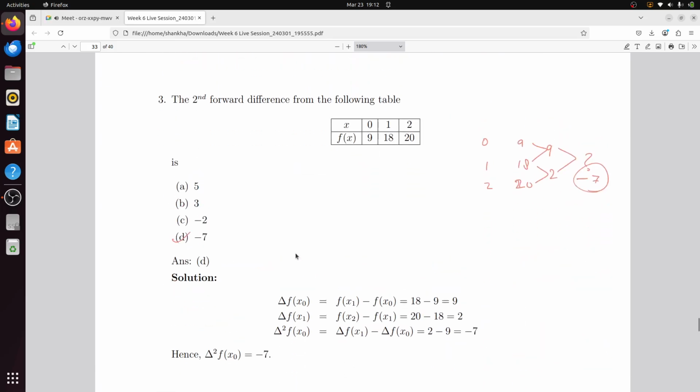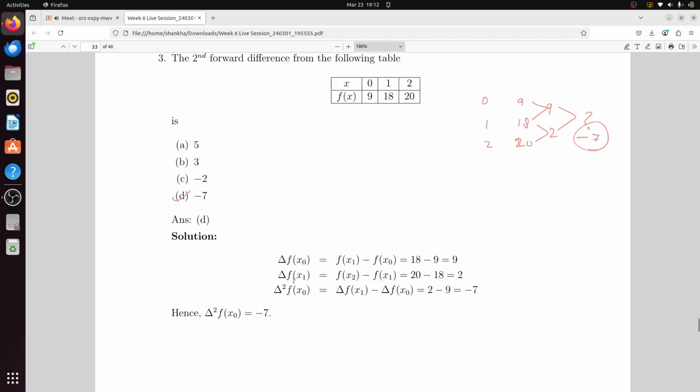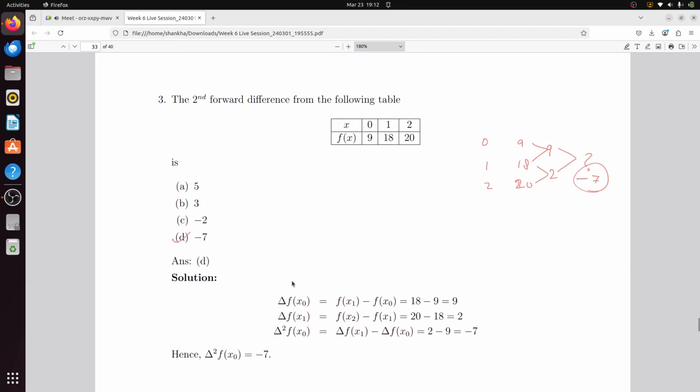Next problem. The second forward difference from the following table: x is 0, 1, 2 and f(x) is 9, 18, 20. Forward difference will be 18 minus 9 which is 9, 20 minus 18 which is 2, and second means 2 minus 9 which is minus 7. So minus 7 is the answer. Very easy problems, right? I am giving 2 minutes to you to digest.